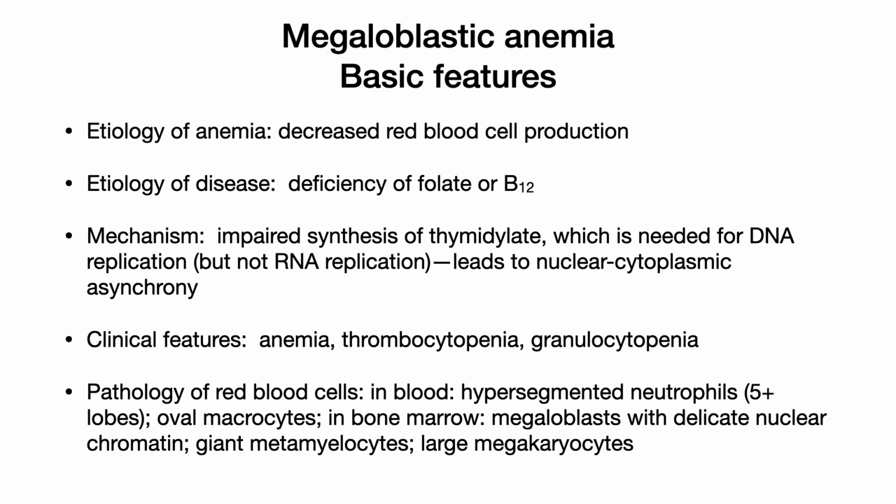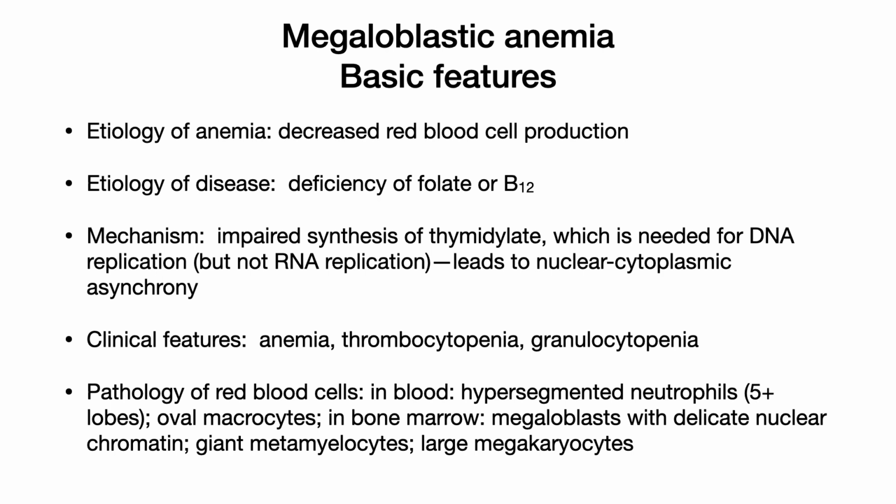Megaloblastic anemia is usually due to a deficiency of folate or B12. The mechanism is impaired synthesis of thymidylate, and that's needed for DNA replication, but not RNA replication. And what this leads to is nuclear cytoplasmic asynchrony. For the longest time, I didn't understand this concept, but I do now after I've gone through it a couple times. Because you can't make DNA, DNA production and maturation is slower, and it's behind RNA, which goes with most of the rest of the cell.